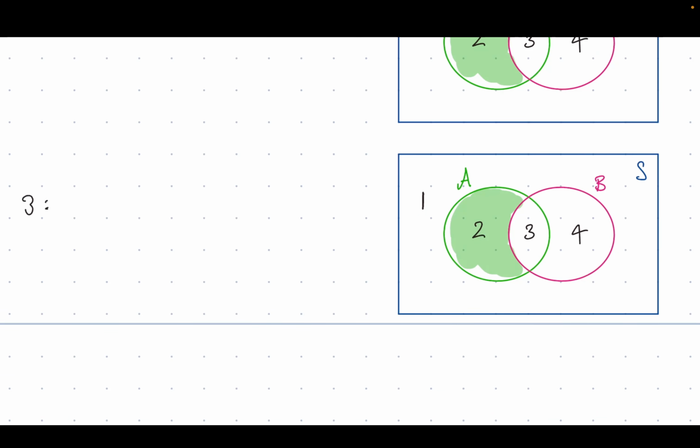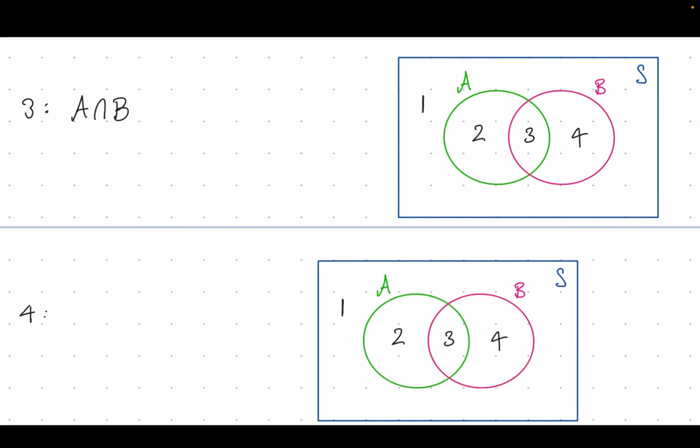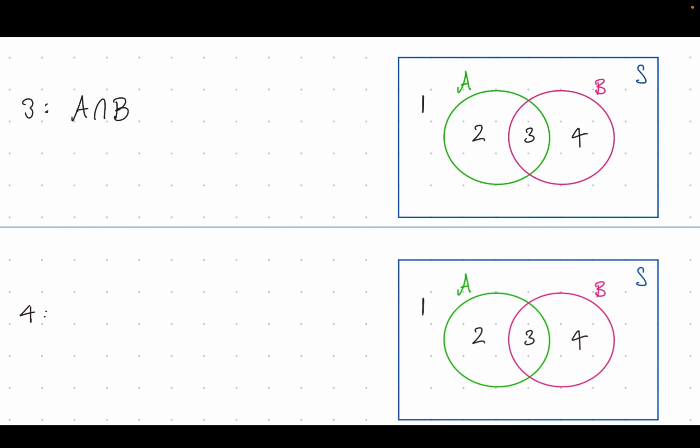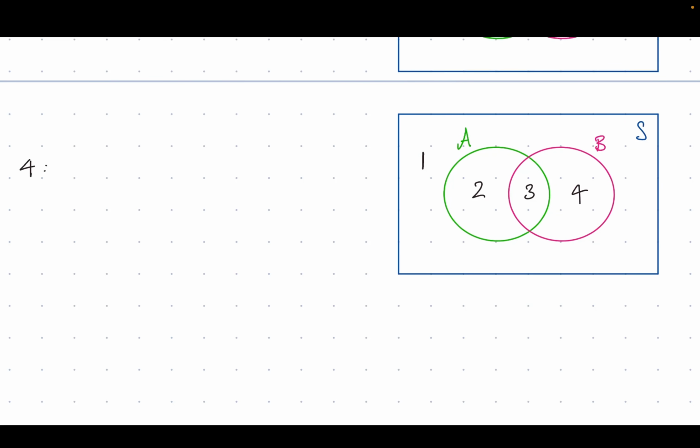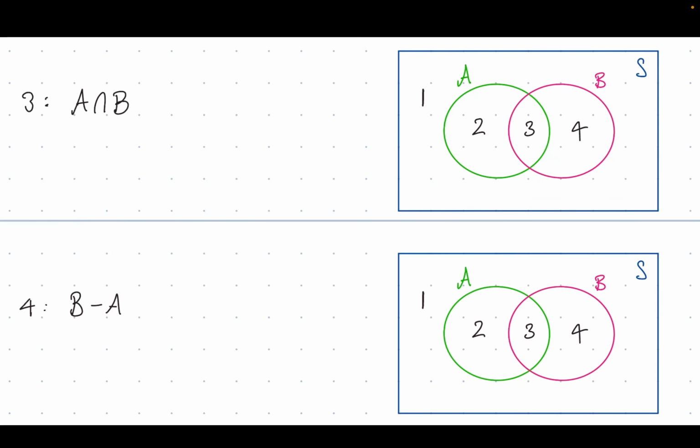Okay, now let's keep on doing this. The set 3 is going to be whatever's in A and B at the same time, so it's going to be A intersect B. And then 4 is going to be B, whatever's in B, but not in A. Oh, sorry, I forgot to label the regions.